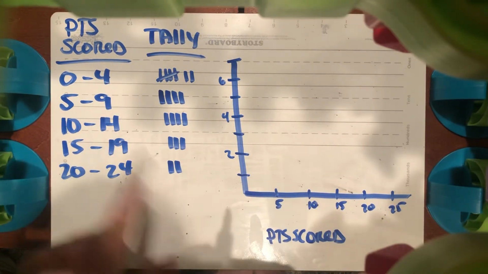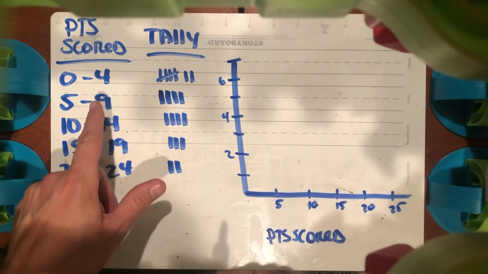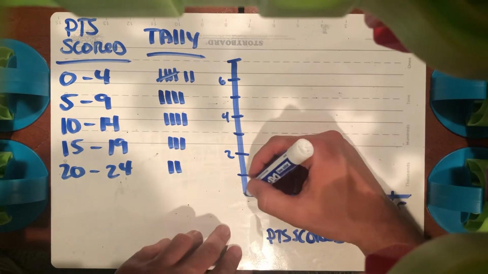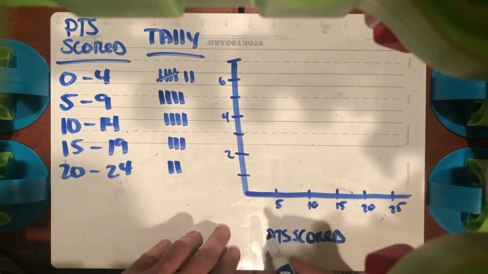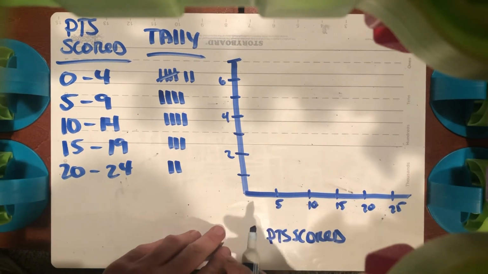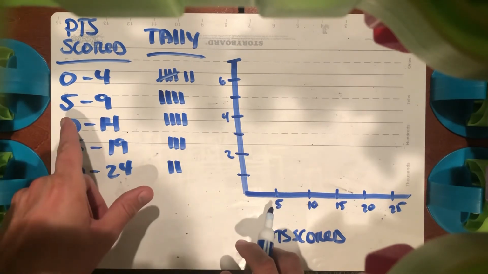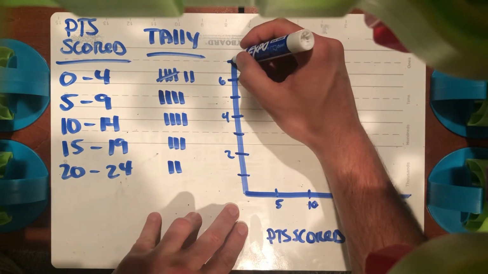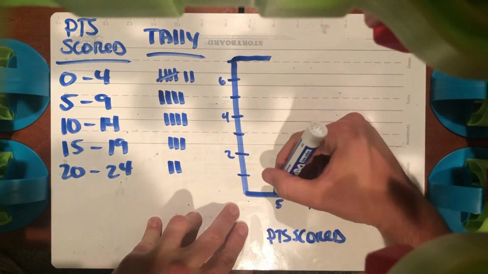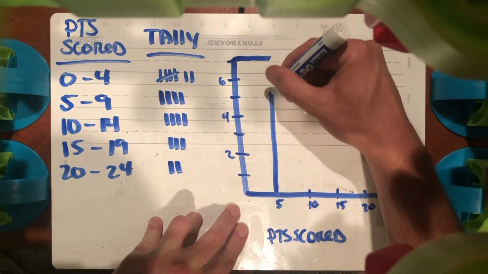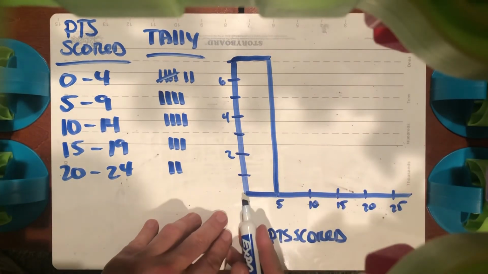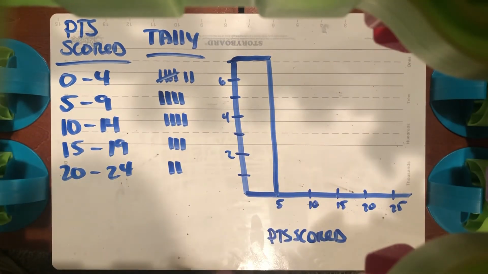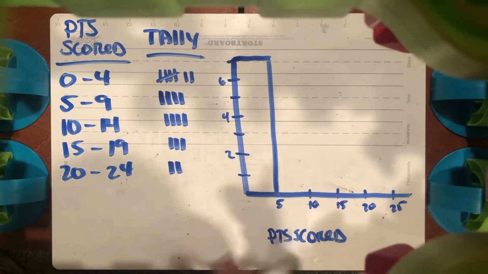All right. Between 0 and 4 points were scored 7 times, so from 0 all the way to 4. Now, because 5 is where the next one starts, we're actually going to go all the way up to 5, which is going to seem a little bit silly, but we're going to go all the way across here to 5, because that includes any points from 0 all the way up to 5. Obviously, you can't score half points in basketball, so that's how we account for that.